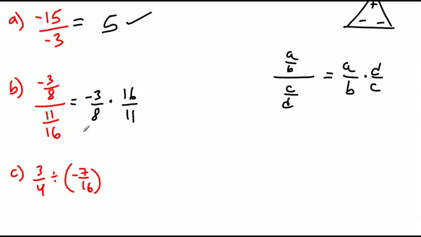So 8 goes into both of these. 8 goes into 8 2 times. I'm sorry, 8 divided by 8, it goes into it 1 time. So let's try that again. 1 time. And then 16 divided by 8 goes into it twice. So negative 3 times 2 is negative 6. 1 times 11 is 11.